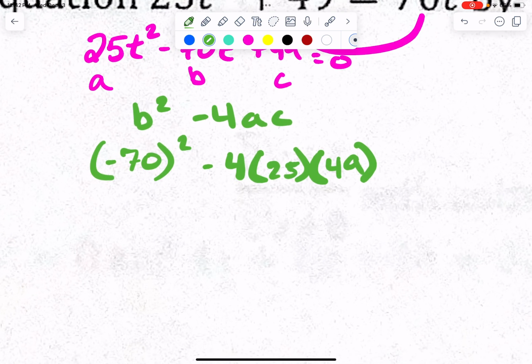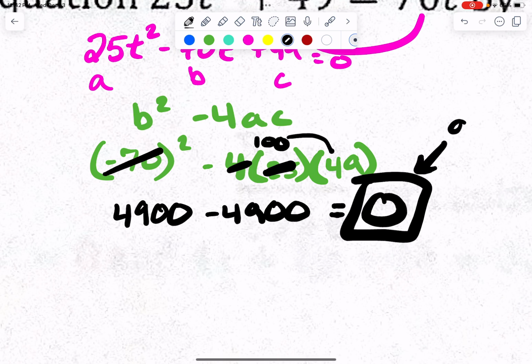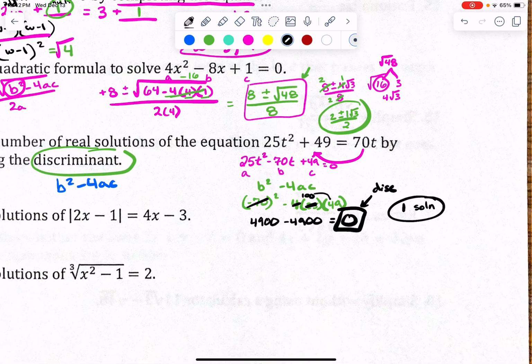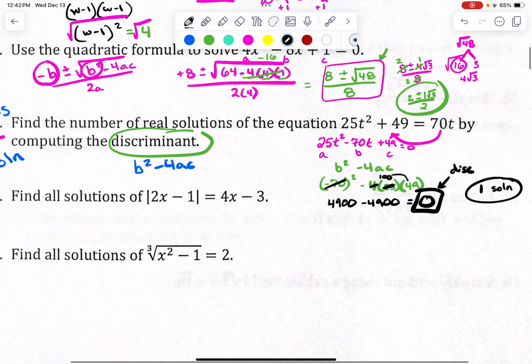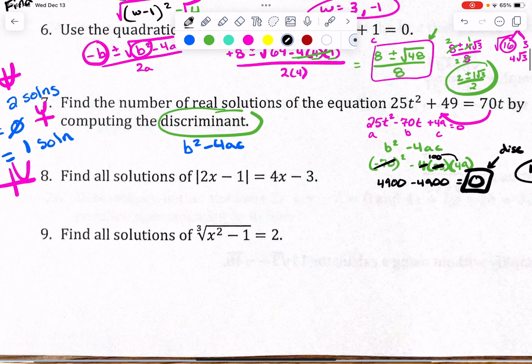Oh, this is going to be nice. Okay, 70 squared, 7 squared is 49, so 70 squared is going to be 4,900. It's positive. 4 times 25 is 100, times 49 is 4,900, with the negative in front. Guess what? My discriminant is 0, which means I have one solution. It's only going to touch one place is what happens to it, okay? So find the number of real solutions by computing the discriminant. Discriminant was 0, one solution. Done. All right, next, number 8.